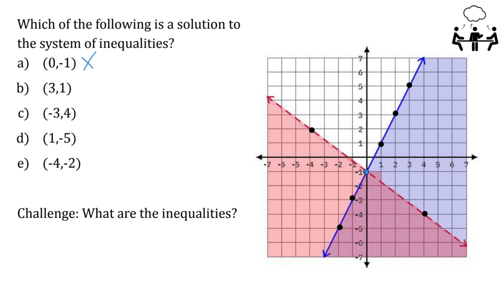The next point is 3, 1. No, that's only a solution to the blue inequality. Next, -3, 4. So -3, 1, 2, 3, 4. That is not a solution to either inequality. Next, 1, -5.